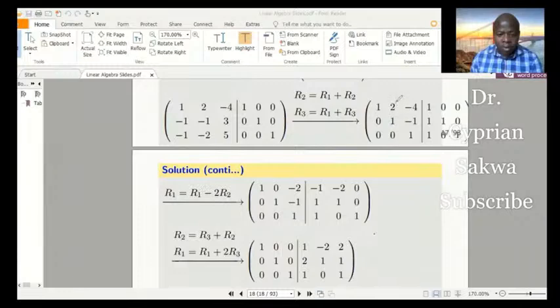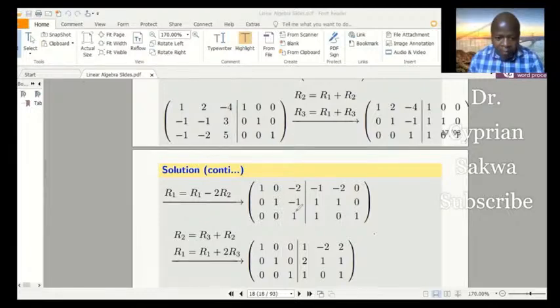So in other words, 2 minus 2 multiplied by this gives me 0. Negative 4 minus 2 multiplied by this gives me negative 2. 1 minus 2 multiplied by this gives me negative 1. 0 minus 2 multiplied by 1 gives me negative 2. Then finally I have a 0. Now, I've achieved that I have 1 here, elsewhere I have 0 in the column.